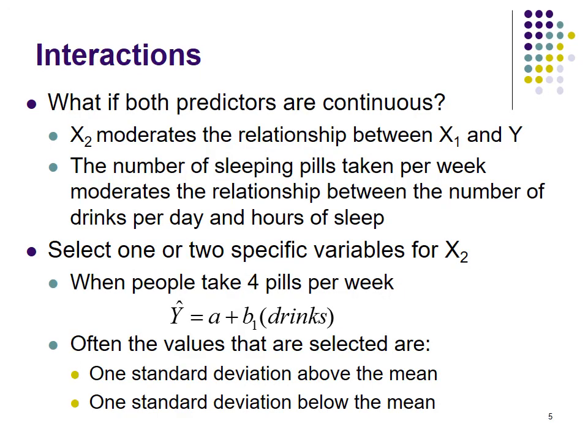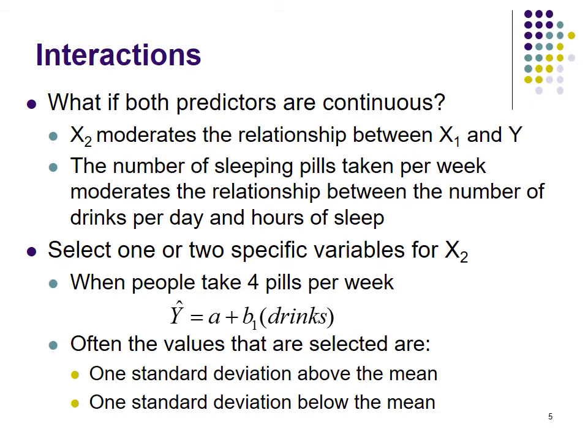If both the predictors are continuous, again, we have the first predictor moderating the relationship between the first predictor and y. So the number of sleeping pills taken per week. So now instead of sleeping pills or not, we're talking about the amount of sleeping pills. It moderates the relationship between the number of drinks per day and hours of sleep.